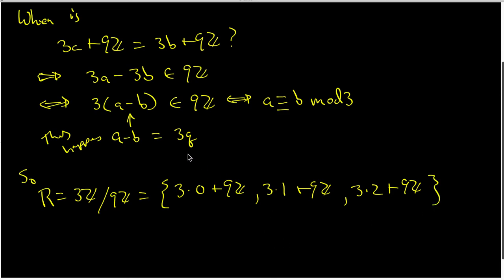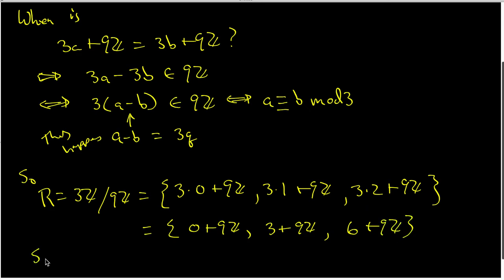Because the only choices for A and B mod 3 are 0, 1, or 2. But we can clean this up. 3 times 0 is equal to 0, so we have 0 plus 9z. 3 times 1 is 3 plus 9z. And then 3 times 2, that would be 6, and we have 6 plus 9z. So in particular, our ring has exactly 3 elements.